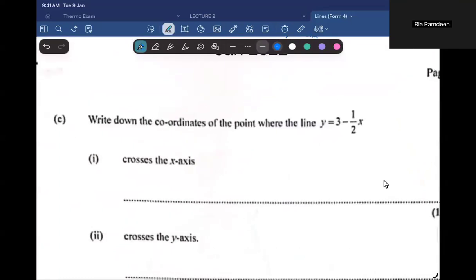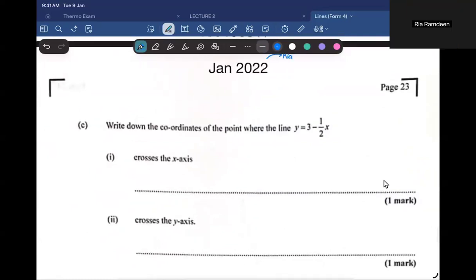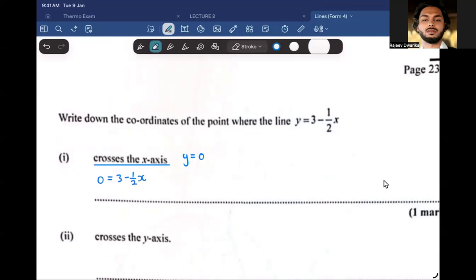All right, so Ria, write down the coordinates of the point where the line y is equal to 3 minus a half x crosses the x-axis. Now, Ria, if it crosses the x-axis, we know that the y value is going to be equal to 0. So I could then plug that into this to find for x. Great. So I'll say 0 is equal to 3 minus a half x. What's the next step?